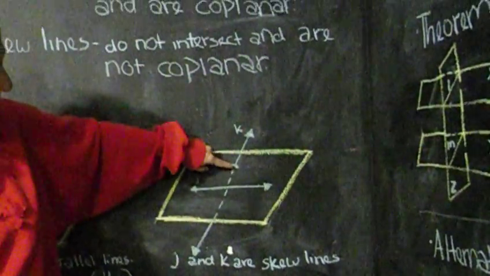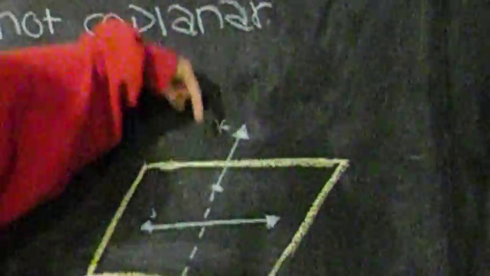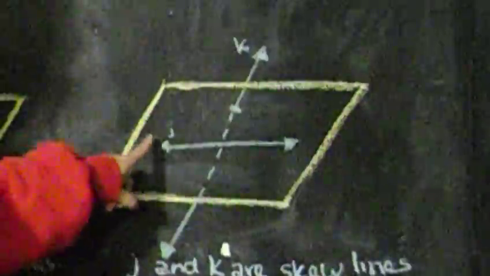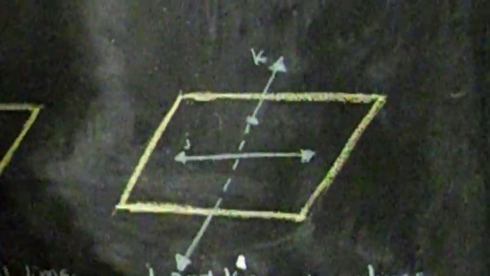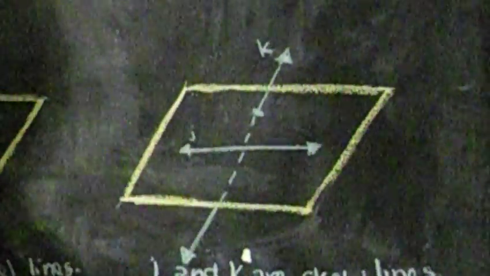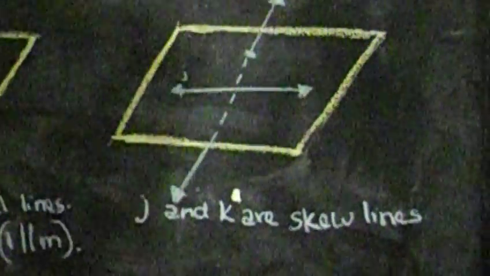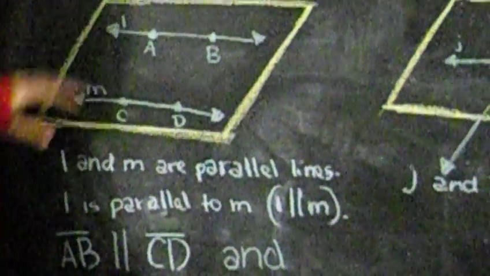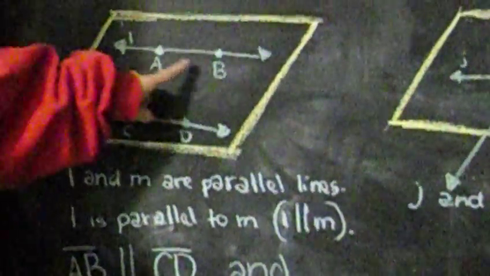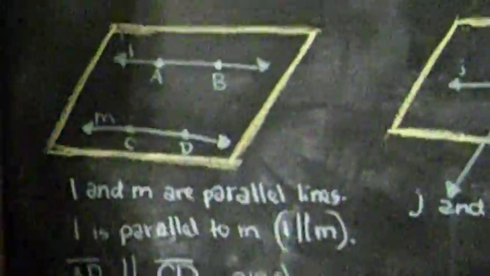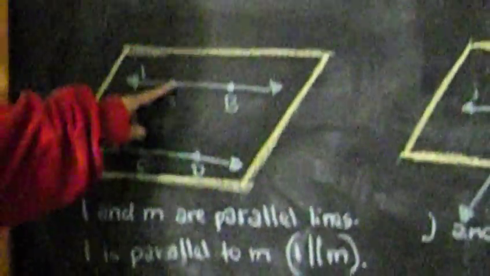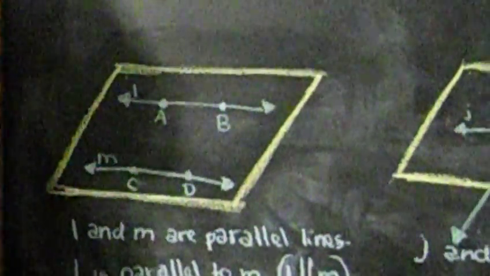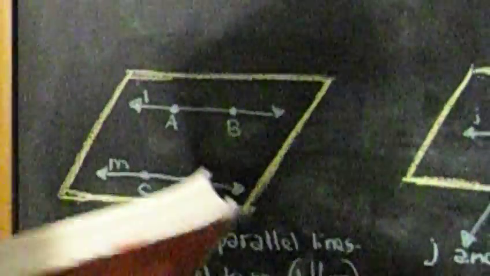This line, you know this dash line means it's kind of cutting through. So it's like going up and down. So it's a skew line. Whereas this line is on the plane, if you can see that. So J and K are skew lines. Over here, line L and line M are parallel lines, and they're on the same plane. If you notice, segment AB is parallel to segment CD, and ray AB, going that way, is parallel to ray CD, going that way.